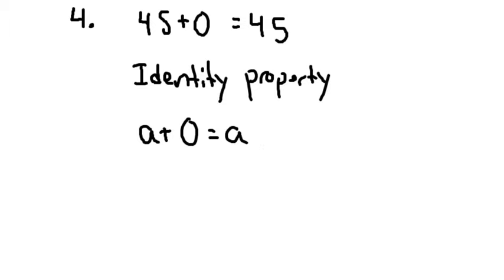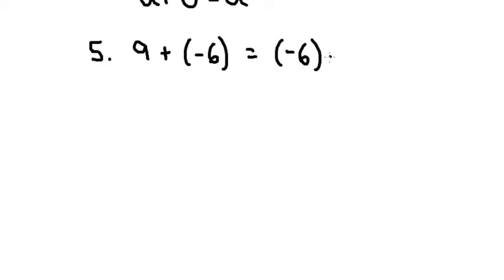Okie dokes. And the last one, number 5, is 9 plus negative 6 is equal to negative 6 plus 9. So here we have an example of the two numbers staying the same. We still have a 9 and a negative 6, but they're in different orders. So this one commuted over here, and this one commuted over here. So this one's called the commutative. Like when you commute somewhere, you drive somewhere else.